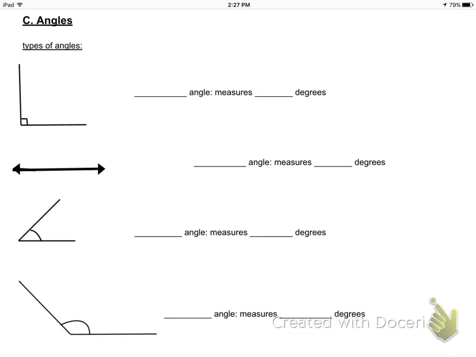So, the first angle. What kind of angle is that? It has a little box in it. It's a right angle. And how many degrees is a right angle? 90 degrees. Probably don't need to put the degree symbol in there if it says degrees after it. That's like 90 degrees.